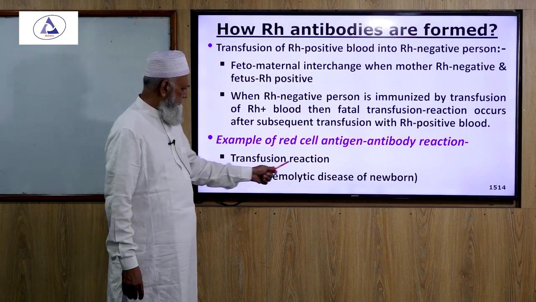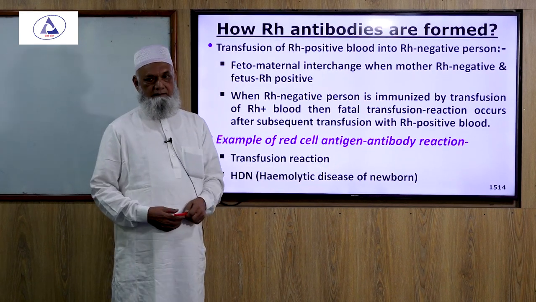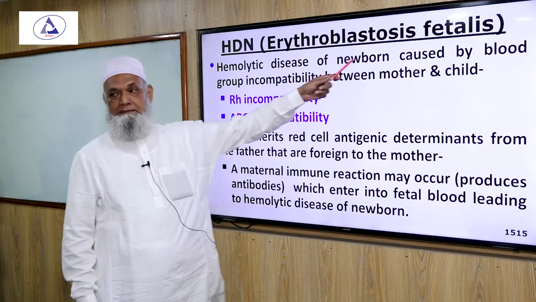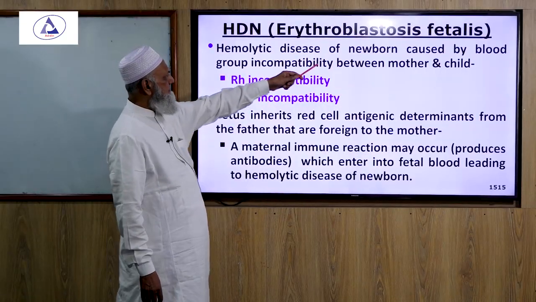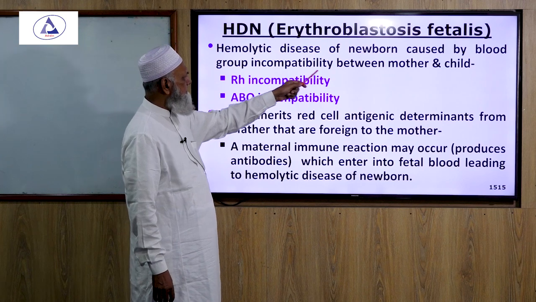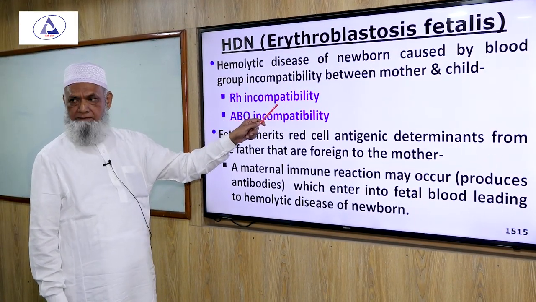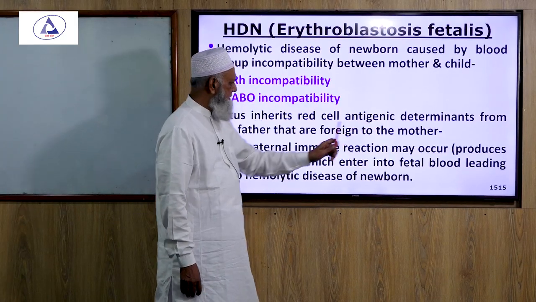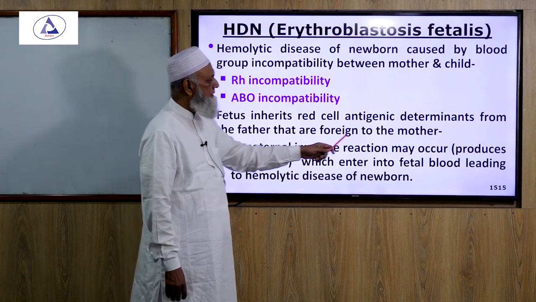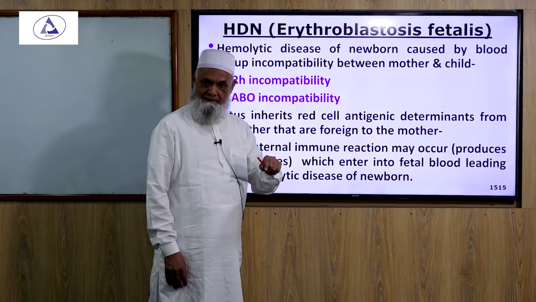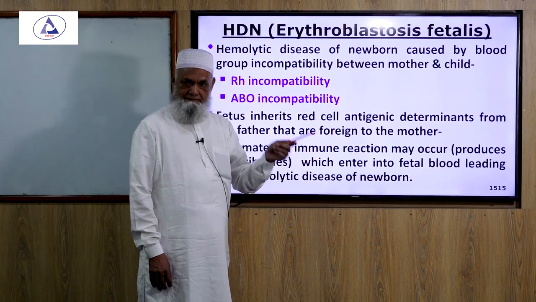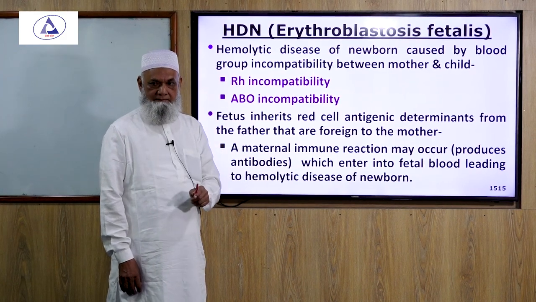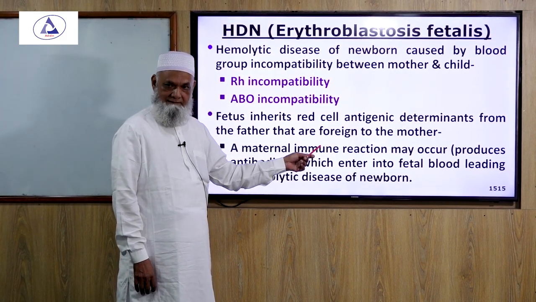What is the transfusion reaction? HDN or erythroblastosis fetalis. What is erythroblastosis fetalis? Hemolytic disease of the newborn caused by blood group incompatibility between the mother and child: Rh incompatibility, ABO incompatibility. The fetus inherits red cell antigenic determinants from the father that are foreign to the mother. That is, Rh negative mother, Rh positive father. The fetus inherits Rh positive red cells. These Rh positive red cells are foreign to the mother's red cells.